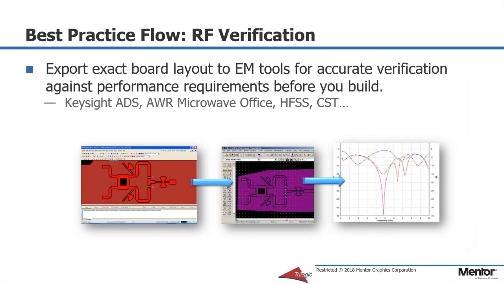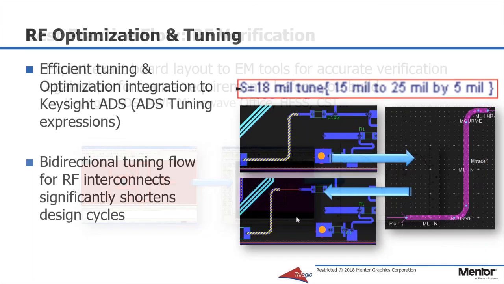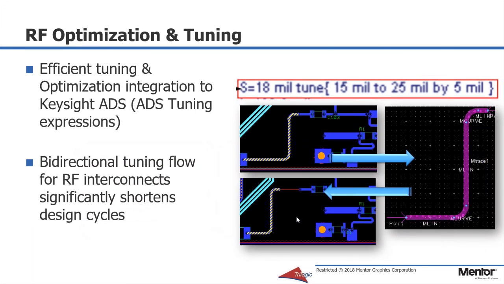This task is simplified with the tight integration of the tools that we have been showing you here. For example, integration to Keysight ADS simplifies the process of tuning and optimization. The design cycle can be significantly shortened with this bidirectional tuning flow for RF interconnects.